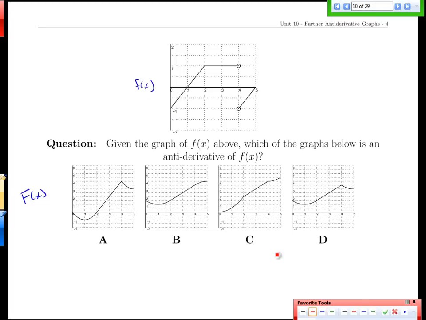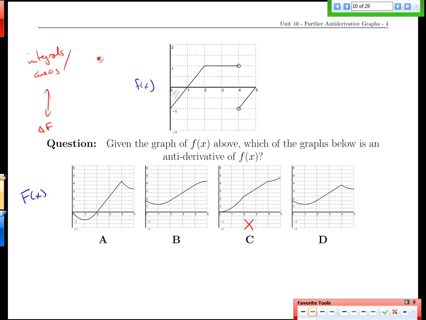First thing to notice, again, is that connection of areas or integrals translating into changes of F. So on this region, we have a negative integral, and so the function has to go down between 0 and 1. Capital F of x has to go down between 0 and 1. That rules out C immediately. C is starting to go up right off the bat.